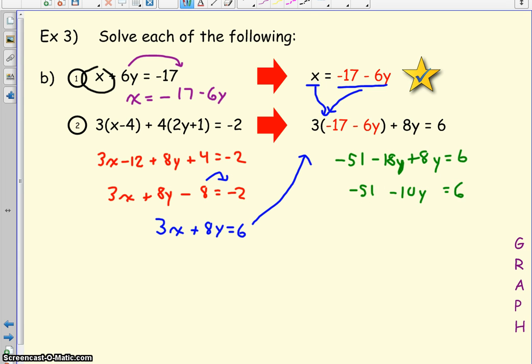I'm going to add 51 to both sides of the equation and try to isolate. If I add 51 to both sides, 6 plus 51 is 57. If I divide both sides of the equation by negative 10, I get y equals negative 57 over 10.